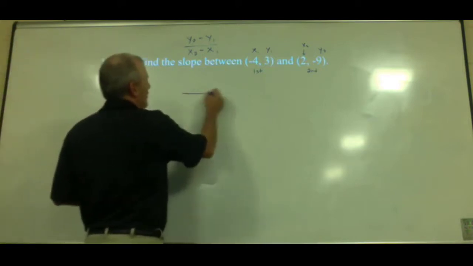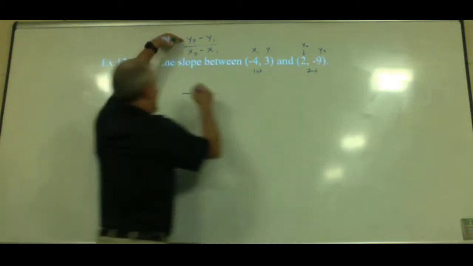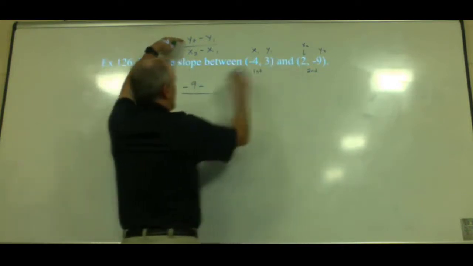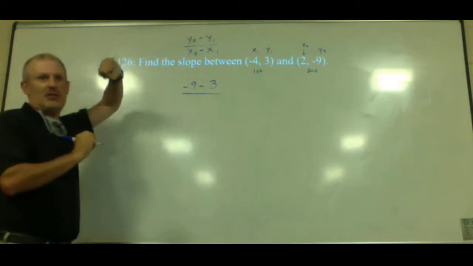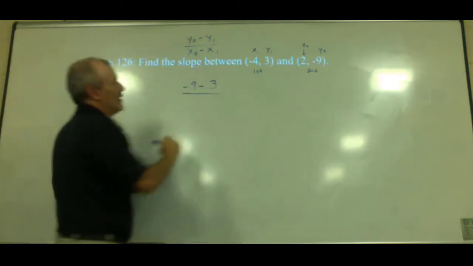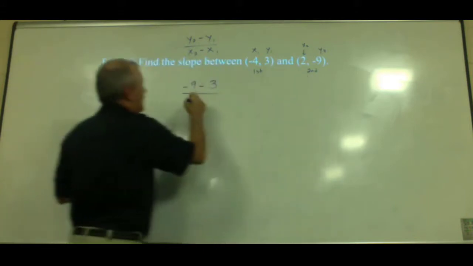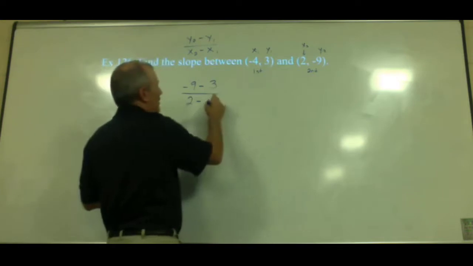So putting this into our fraction, y subscript 2 is negative 9 minus y subscript 1 is 3. Everybody okay with that so far? Okay. And then here on the bottom, x subscript 2 is the 2 minus x subscript 1 is the negative 4.